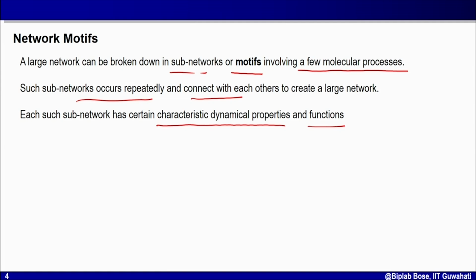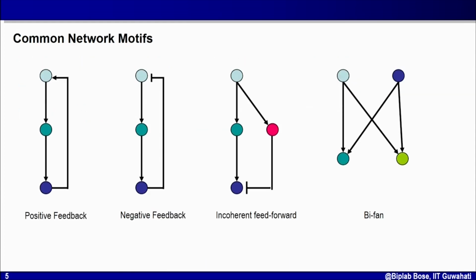So that is the impetus behind looking for network motifs, and many scientists are working on identifying and characterizing network motifs in large networks. So let us take a few examples of network motifs which are very common in biological molecular processes. The first one I have shown here is positive feedback.